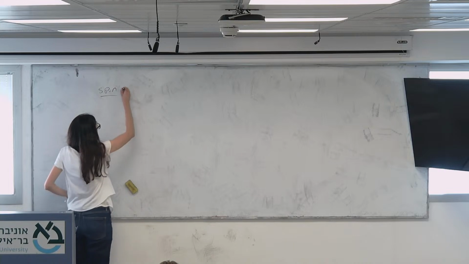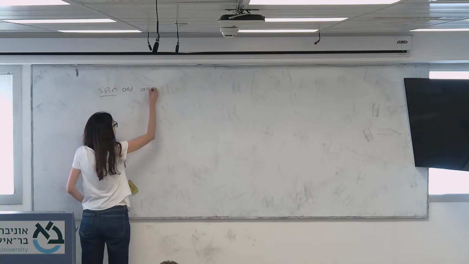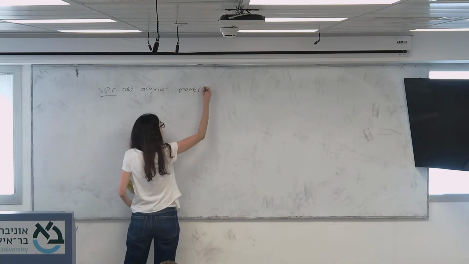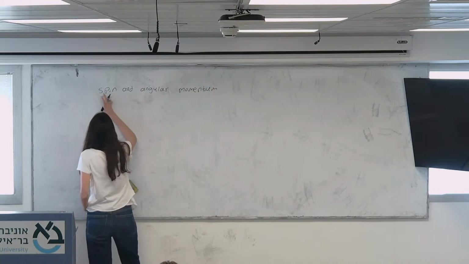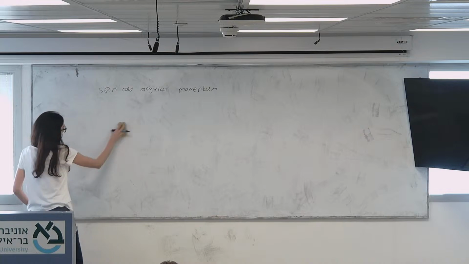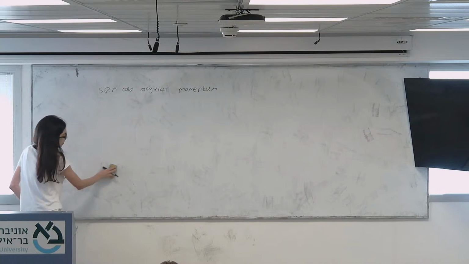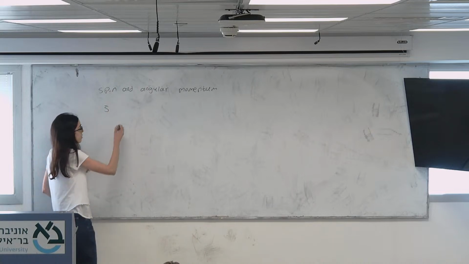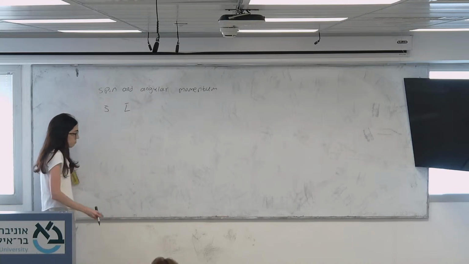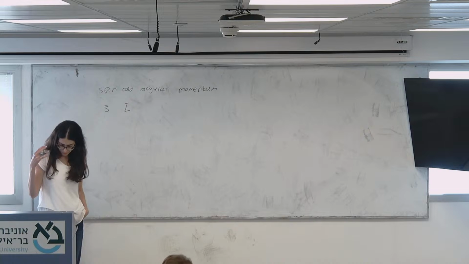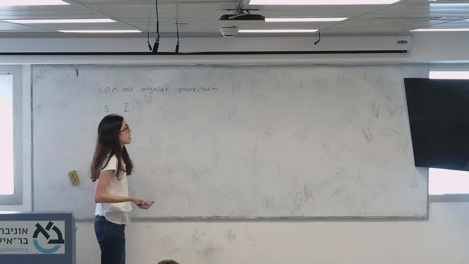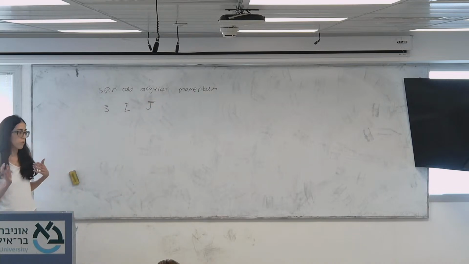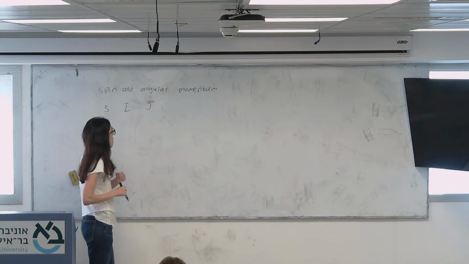So, more general spin and angular momentum. For those of you who remember from quantum mechanics 2 and so on, you have the operator for the spin, you have the operator for orbital angular momentum, and you can also define a generalized angular momentum in case you have both.